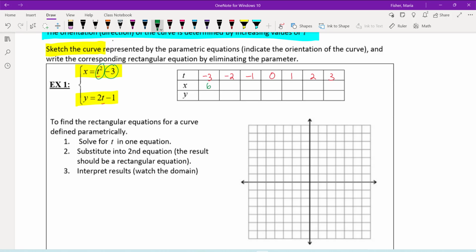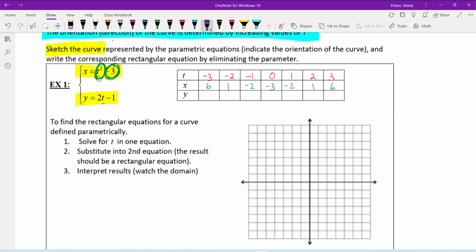When t is -2, -2 squared minus 3, 4 minus 3 is 1. When t is -1, -1 squared minus 3 would be -2. When t is 0, 0 minus 3, -3. When t is 1, 1 squared minus 3, -2. When t is 2, 2 squared minus 3 is 1. And finally, when t is 3, 3 squared minus 3 is 6.